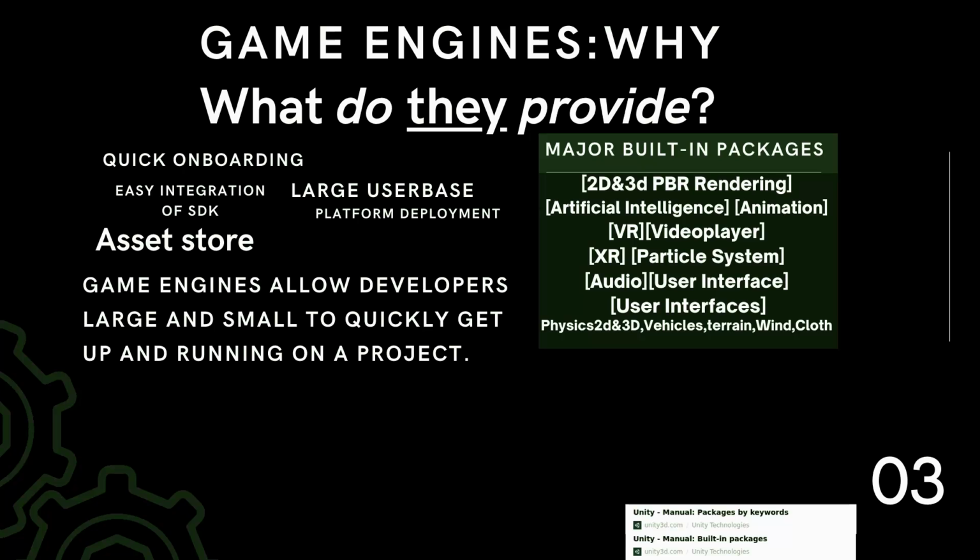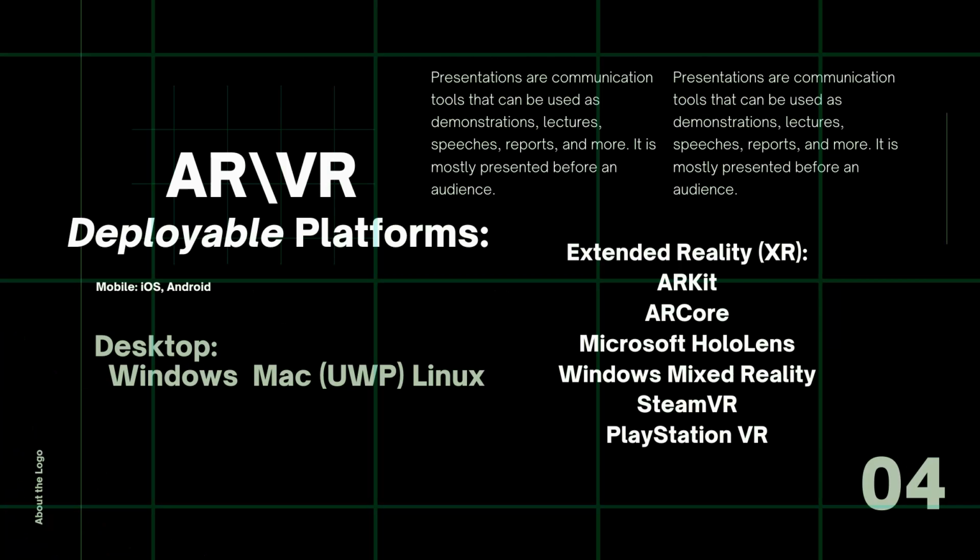I won't read the list of the built-in packages, you can see them there, but those are the major ones that are in basically any game engine. I'm not 100% sure whether I should go over what PBR rendering is. It's physically based rendering, physically based shading, that tries to do its best to simulate what light actually does. That's not ray tracing.